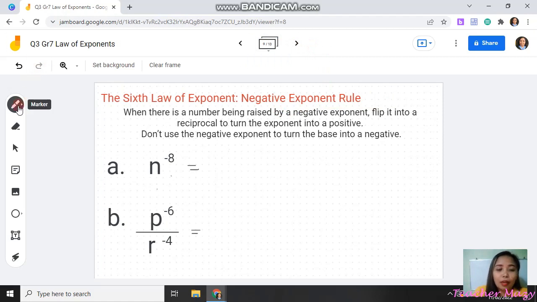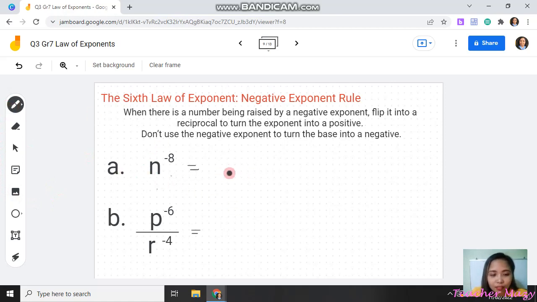So this time we have a negative exponent. So when there is a number being raised by a negative exponent, flip it into a reciprocal to turn the exponent into a positive. Okay, so don't use the negative exponent to turn the base into negative.